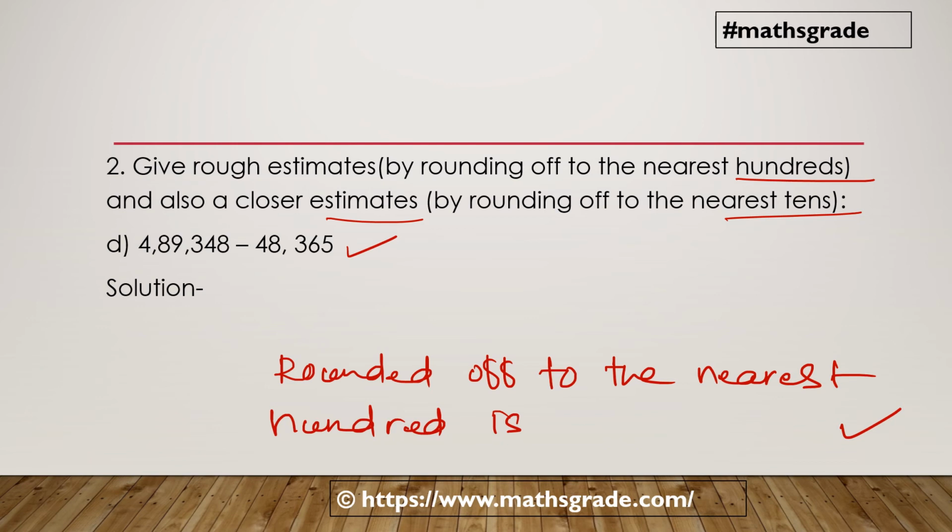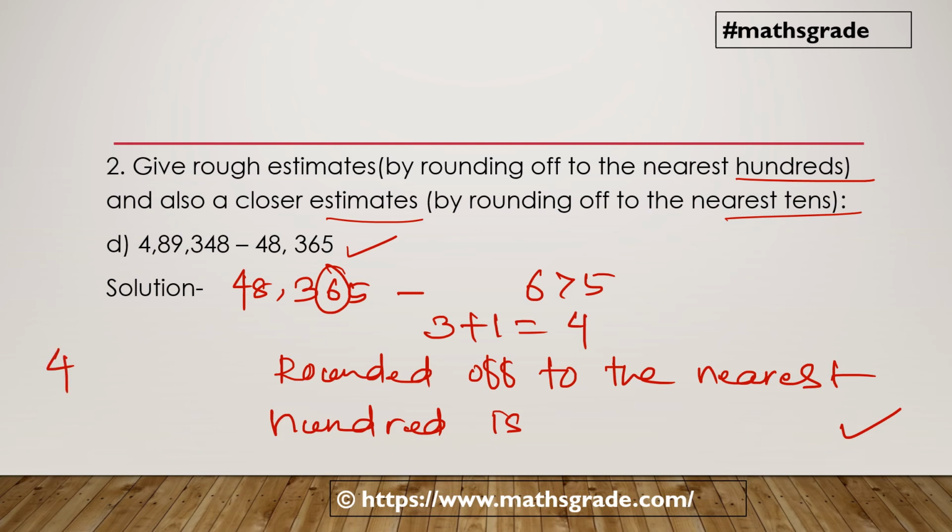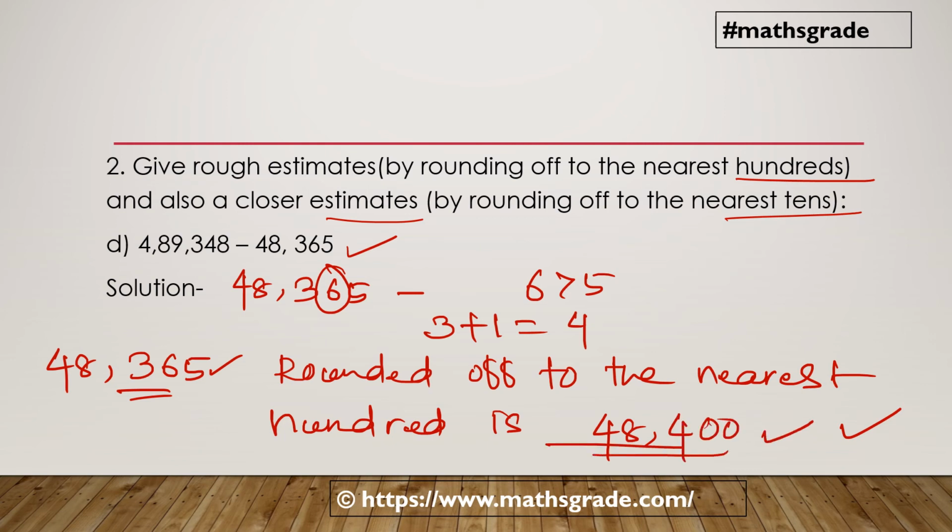Now 48,365 rounded off to the nearest 100. In 48,365, the tens place digit is 6, and 6 is more than 5. So just add 1 to the hundreds place digit. That is 3 plus 1 is 4. So 48,365 rounded off to the nearest 100 will be 48,400. This 3 changes to 4, and then 0, 0.